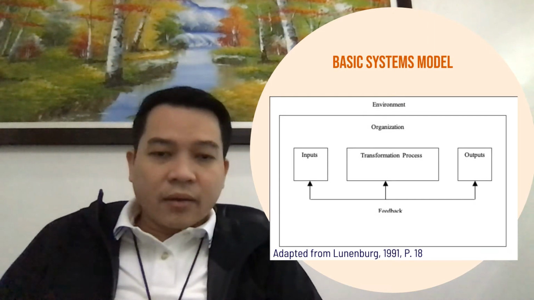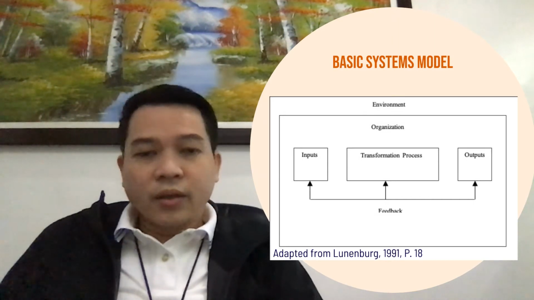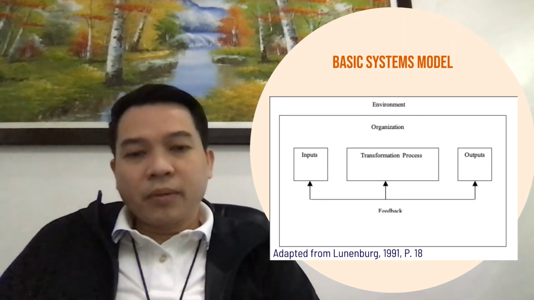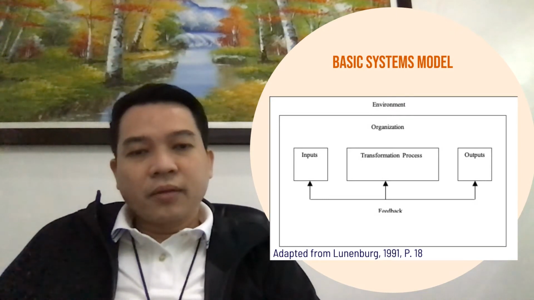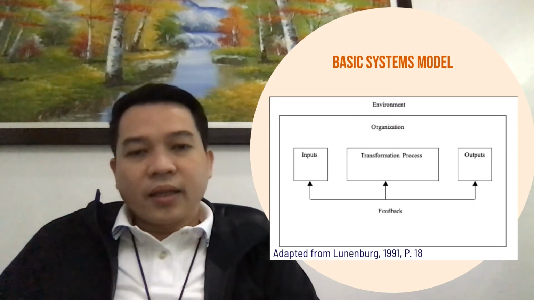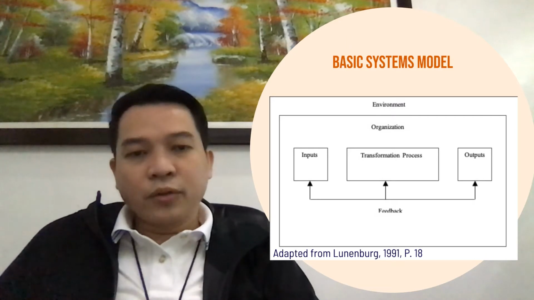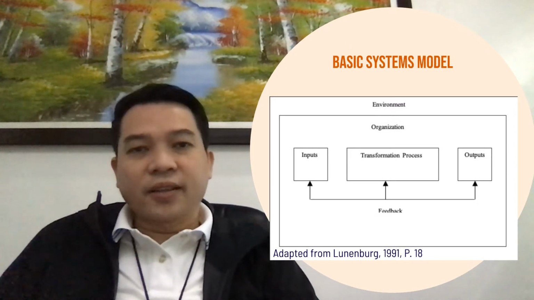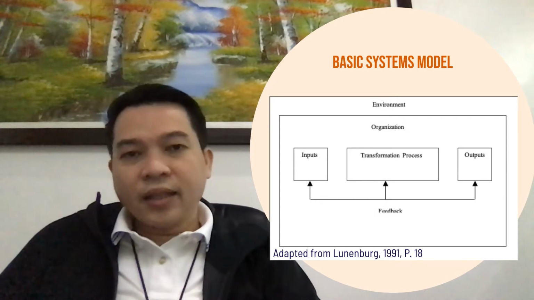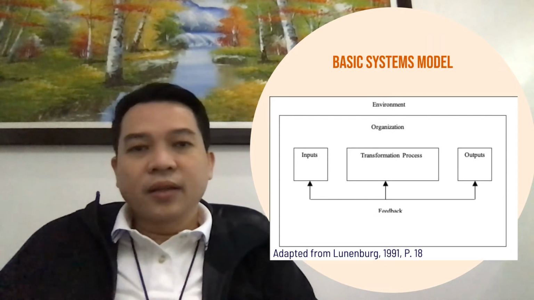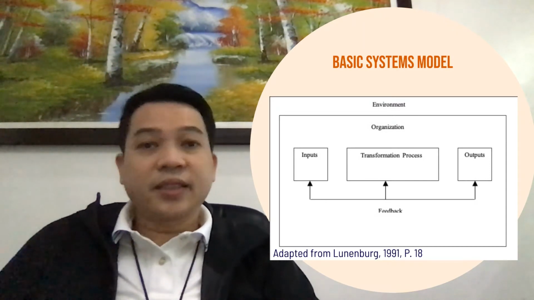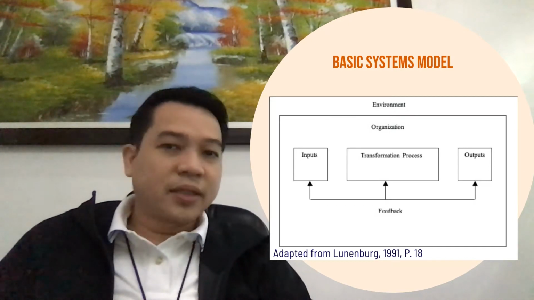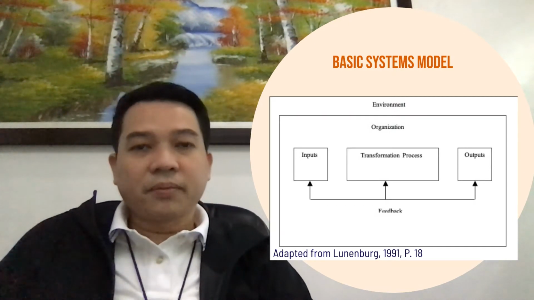So you'll see here, as adapted from the paper of Lunenburg 1991, page 18, Lunenburg showed the framework on the basic systems model. Again, this is a basic system model, which means the input, process, output, and the feedback loop are embedded within the organization. And the organization is situated in a bigger perspective, which is influenced by the environment. So this is the entire system, whether a suprasystem, a subsystem, or simply a system in itself per se.